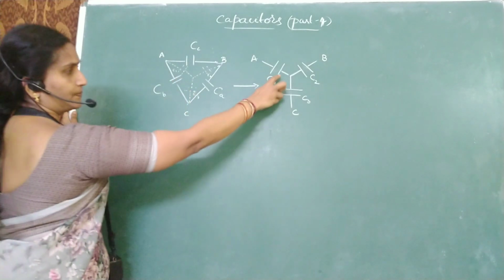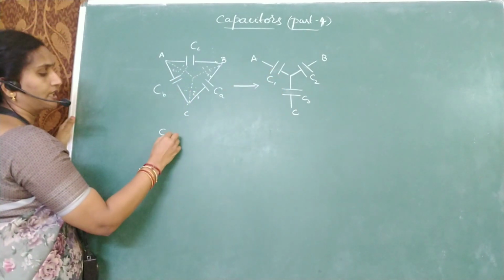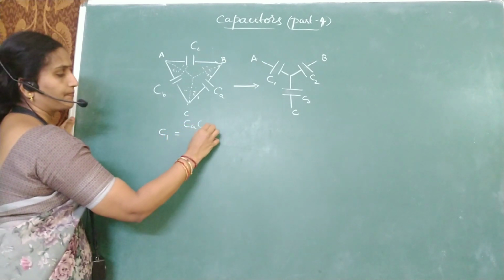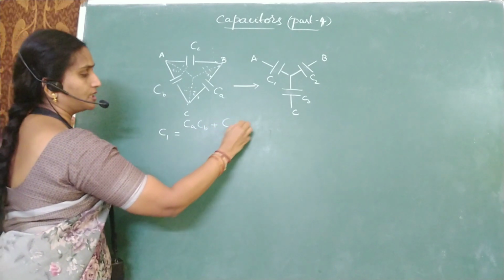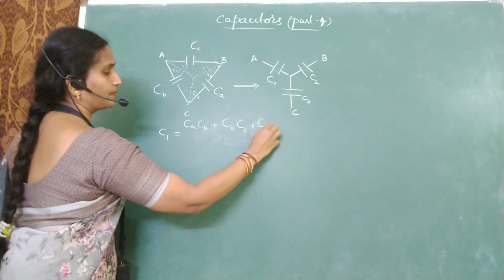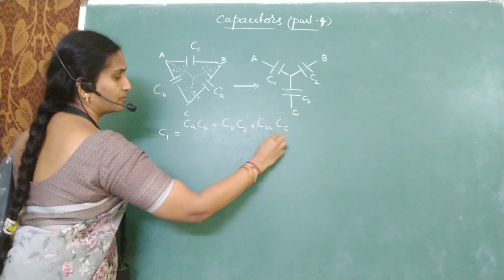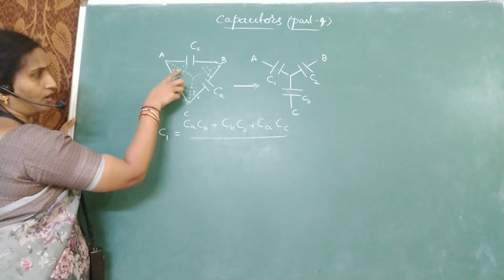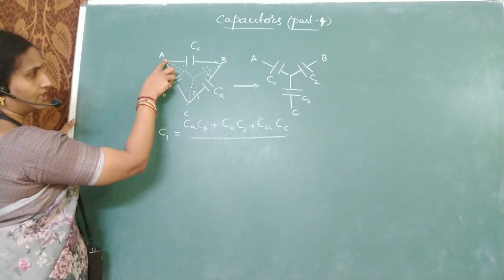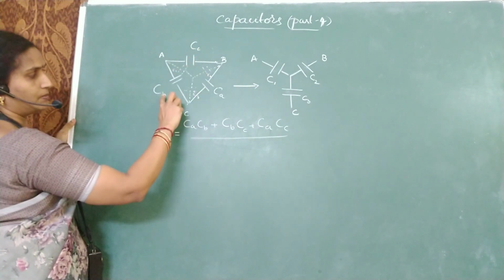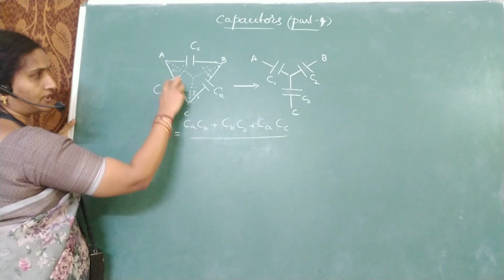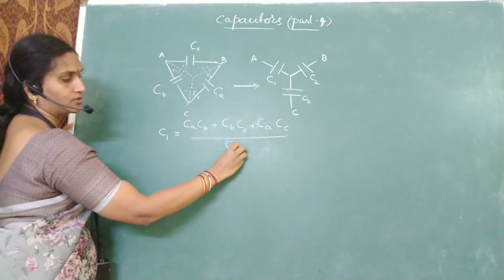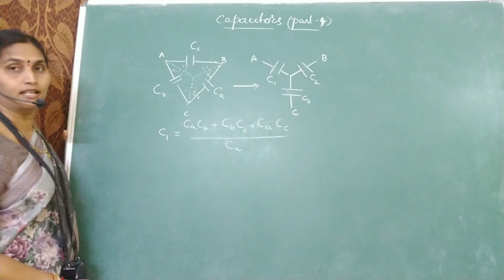So remember this formula. To get the value of C1, capacitance C1 is given by the relation CACB plus CBCC plus CA into CC, numerator, divided by, if you are finding the capacitance C1, opposite to C1, see C1 is connected between CB and CC. The one which is not connecting this junction A, that is nothing but CA. So you will get the denominator as CA.